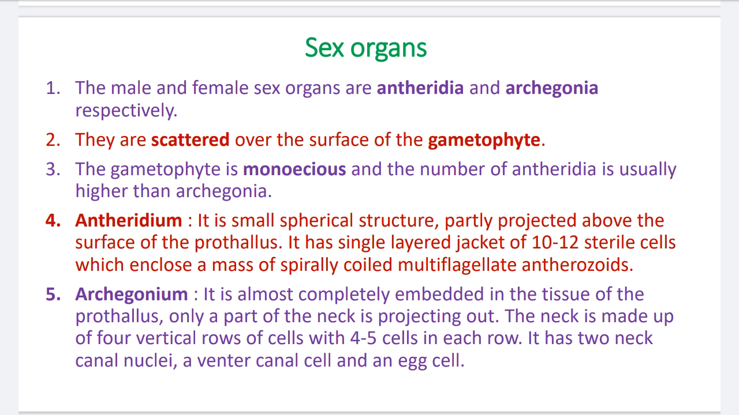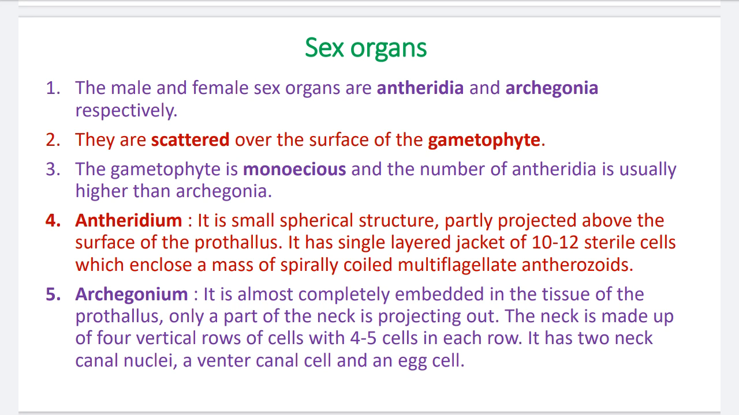It has a single jacket of 10 to 12 sterile cells. This is the number of cells in the jacket or covering, which encloses a mass of spirally coiled multiflagellate antherozoids. In the young condition, the antheridium has the androgonal cells, also called sperm mother cells, and at maturity each androgonal cell produces a single multiflagellate sperm or antherozoid or spermatozoid, also called the male gamete. Number 5, archegonium.